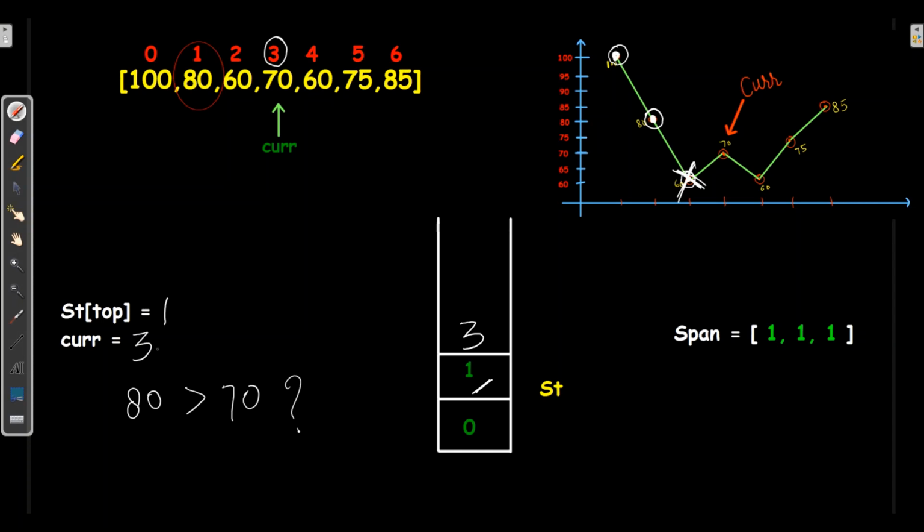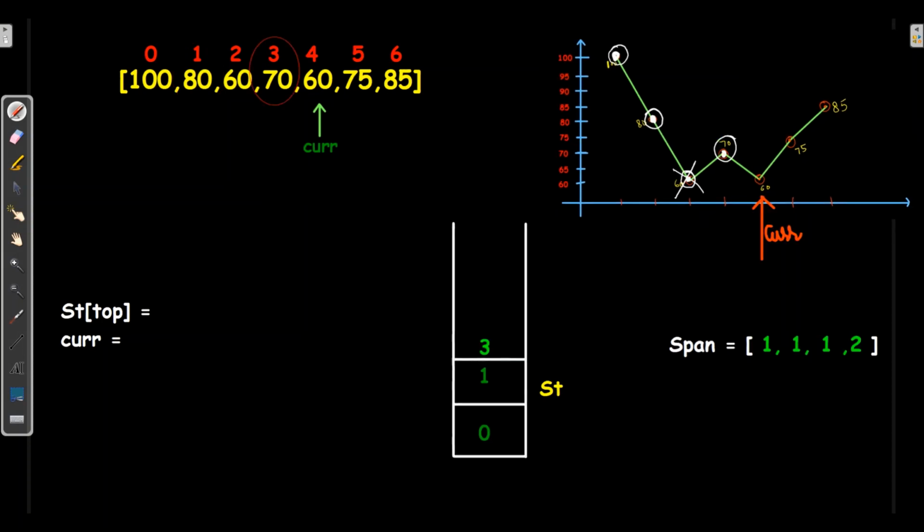Now for the span, 3 minus 1, it will be 2. Then for the current data as 60, here if we check the value before that, it is not less than it. So at stack top, it is 3 and the current one is 4. So the price at stack top is 70. Is 70 greater than 60? Yes, it is. So here we will get the index pushed up.